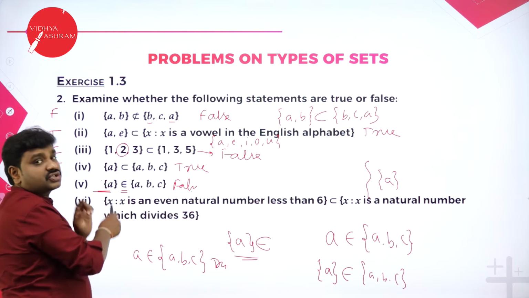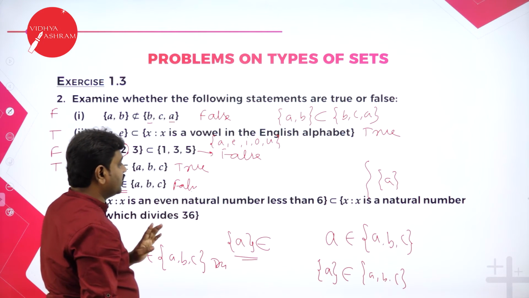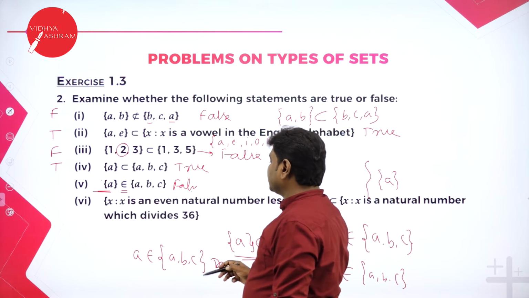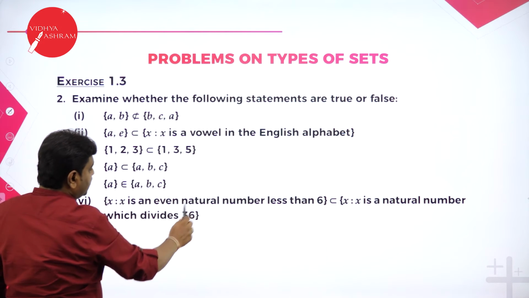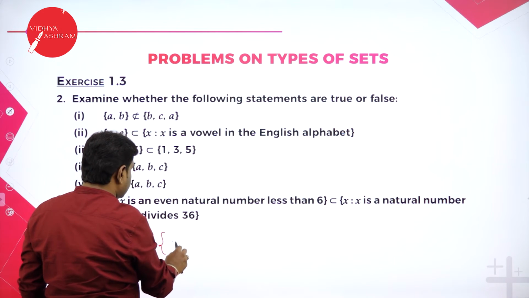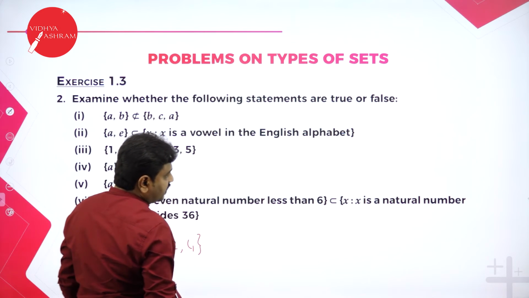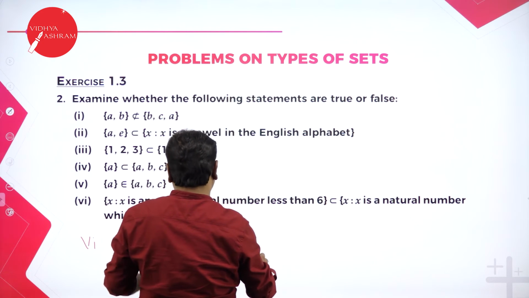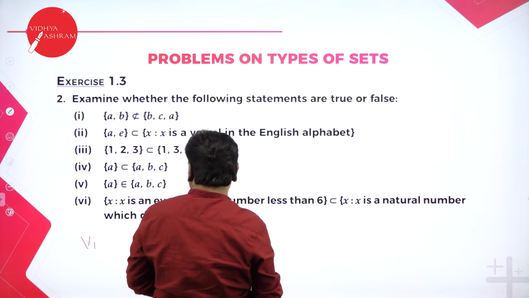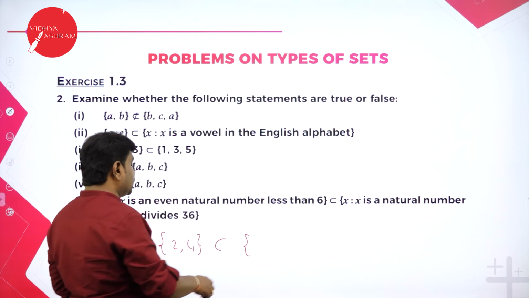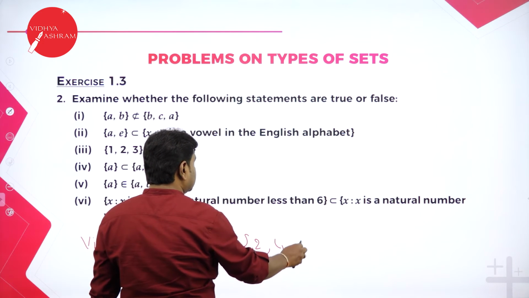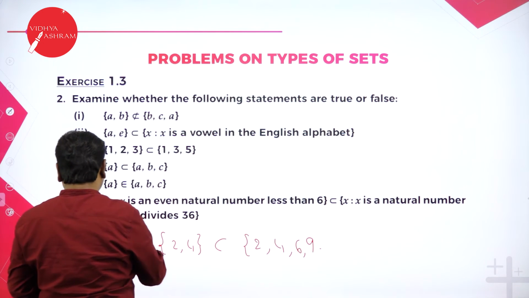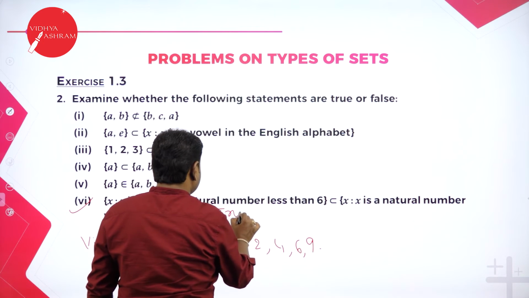If they tell subset, it is true. Then X such that X is an even natural number less than 6, and X such that X is a natural number which divides 36. Now, X such that X is an even natural number less than 6: the first set is 2, 4, that's it. Second one, X is a natural number which divides 36. Pick a natural number which divides 36: 2 divides 36, 4 divides 36, 6 divides 36, 9 divides 36, like that. So clearly you can see 2, 4 is a subset. This is true, so the last, fourth one is true.